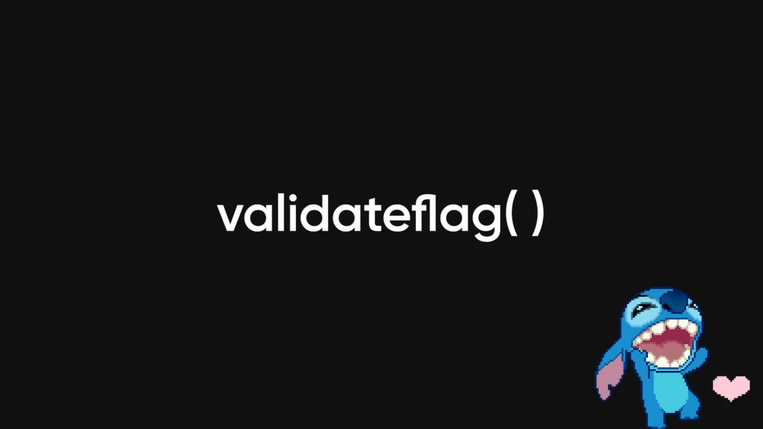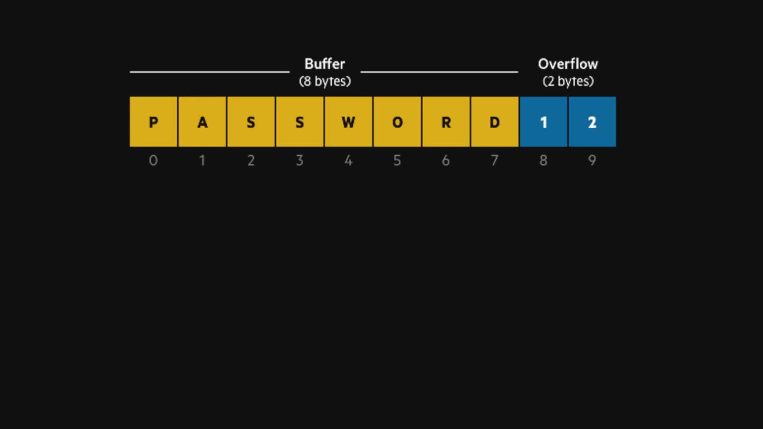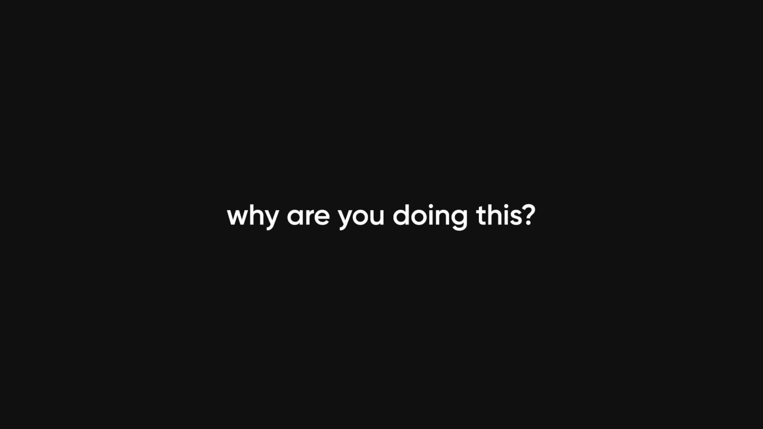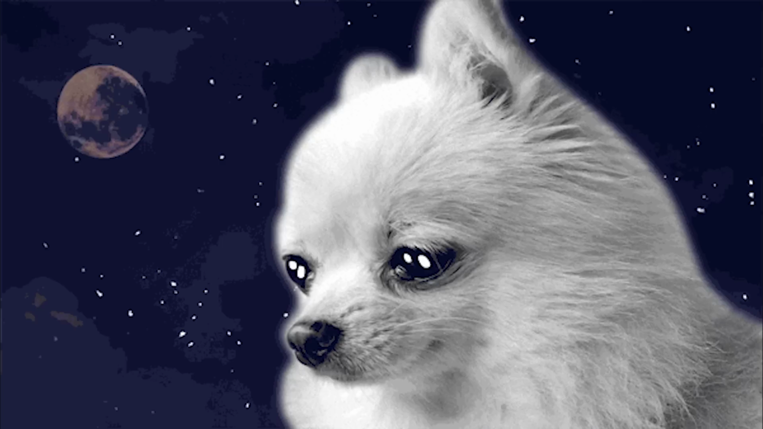You find a function named validate_flag and you get excited. This is it. You start tracing the logic. It's a buffer overflow. Maybe. Or is it a format string vulnerability? Or both. Why not? And then the existential crisis hits. Why are you doing this? You open the hint file. It says, try harder. You scream again.